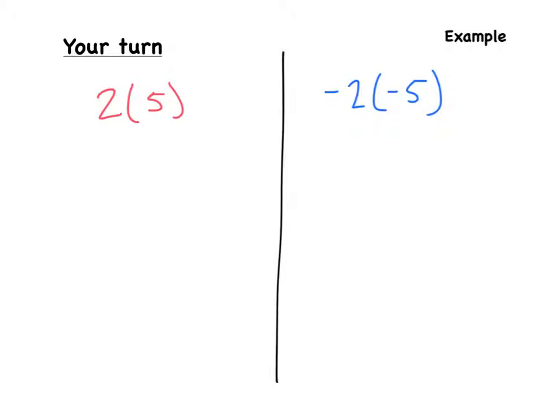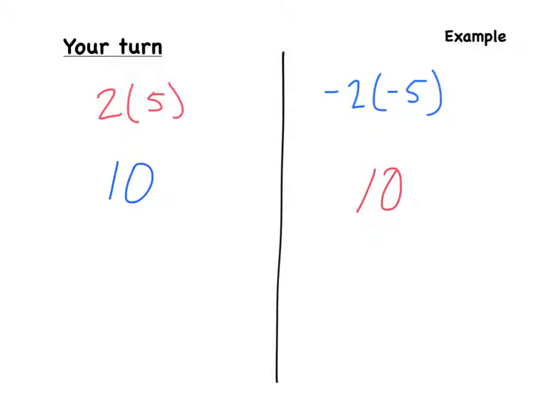So let's look at the first one. If we have 2 times 5, like we're used to, both positive, the answer is going to be positive, so 2 times 5 is 10, a positive 10. And the second one, if we have a negative 2 times a negative 5, both are negative. Thus, the answer is going to be positive, since both of them are the same. So this answer, again, just like the one to the left, is going to be a positive 10.